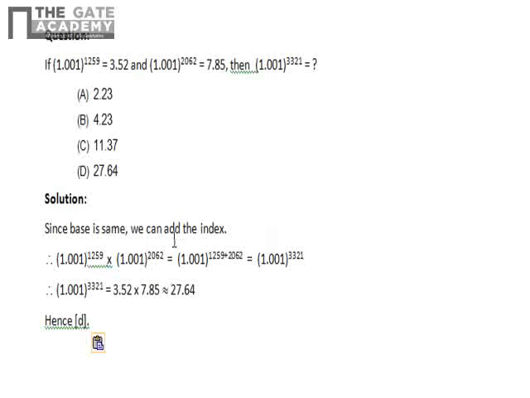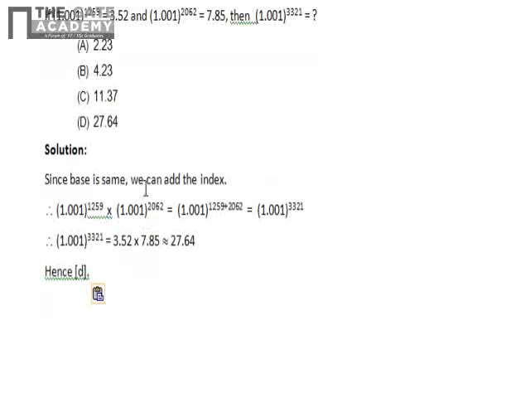So I have solved this. Since the base is same, we can add the indices. I have multiplied these two, that means I am adding the indices. Now I got this number. That means if I want the answer of this, I'll multiply the values of these two numbers, which is 3.52 into 7.85, which is approximately equal to 27.64.